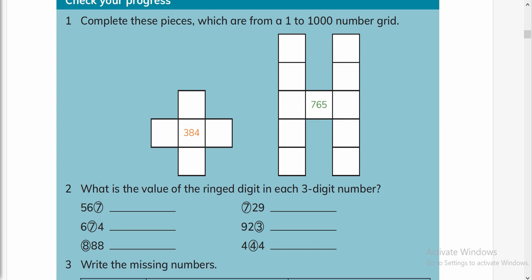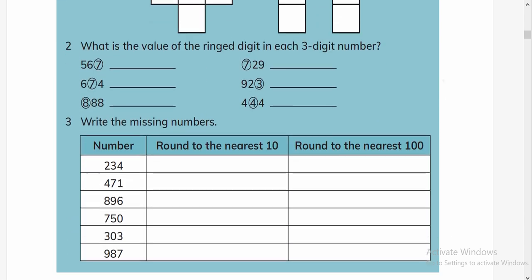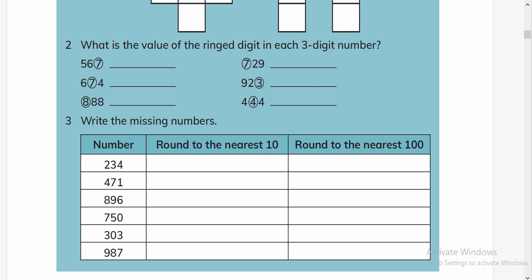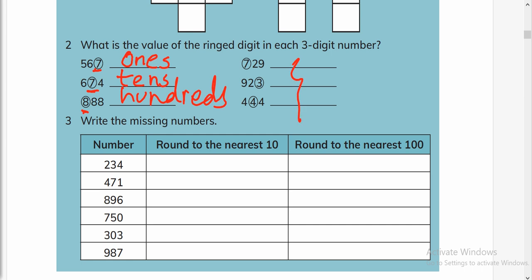What is the value of ringed digit? It is again very easy. 7 is written at ones place. 7 is here, it is written at tens place, and 8 is written at hundreds place. Do the rest and tell me in comment section.